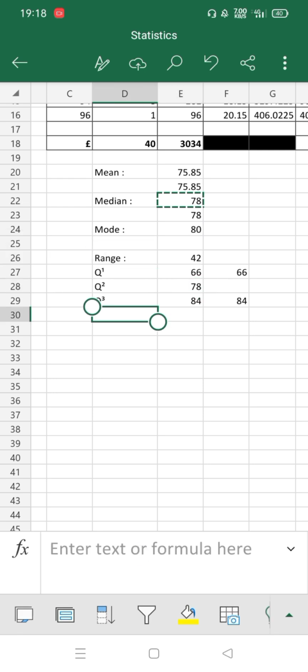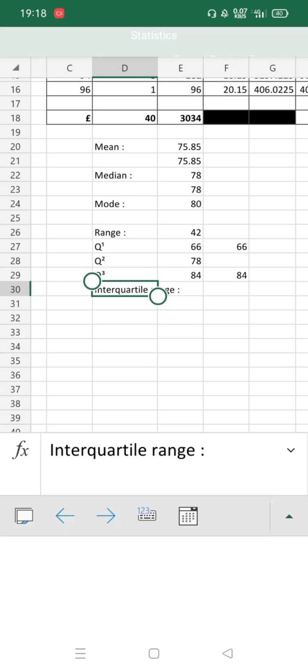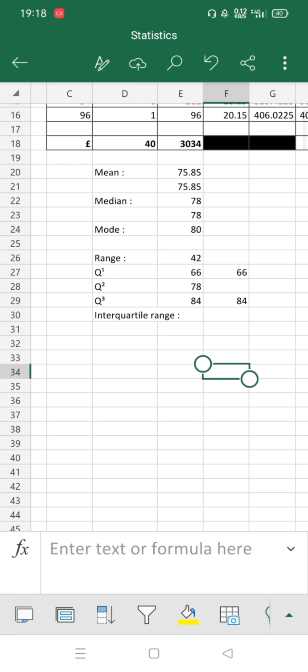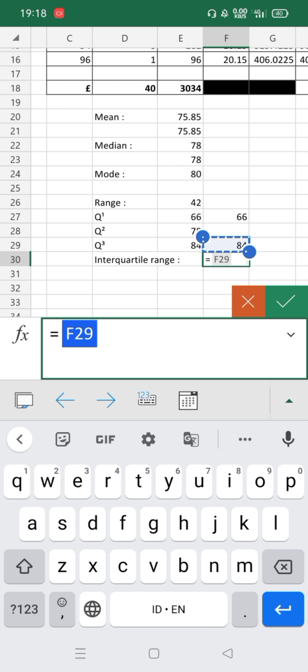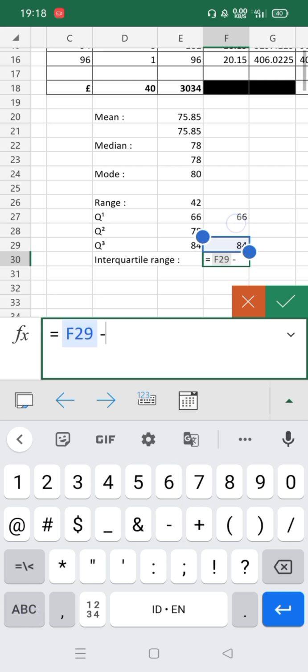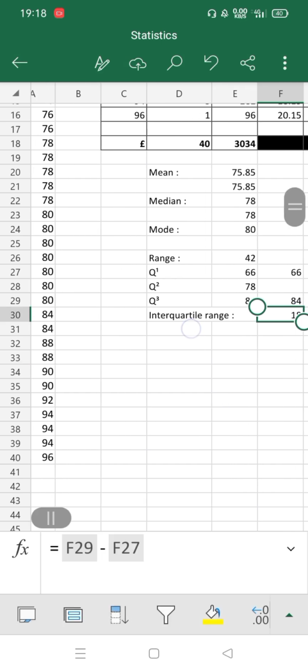And next we look for the interquartile range. How to do that? The interquartile range is equal to the third quartile minus the first quartile. So you just need to write equal the third quartile minus the first quartile, and you got 18 as the result of your interquartile range.